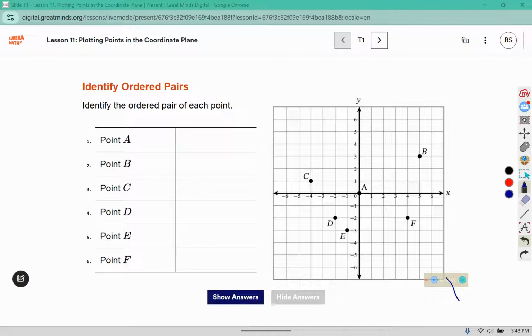Identify the ordered pair of each point. I'm going to do number 6, which is point F. Keep in mind we write the parentheses and the comma in the middle. We start with the x-axis. So from the origin, I needed to move 1, 2, 3, 4 to the right, which is positive. And then I need to go down 2, which is negative.